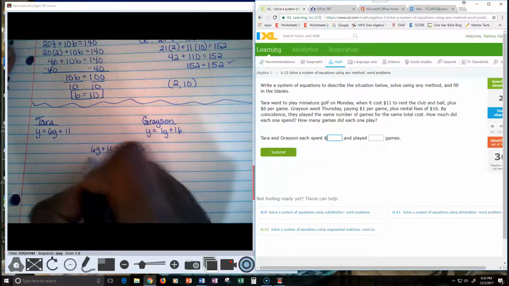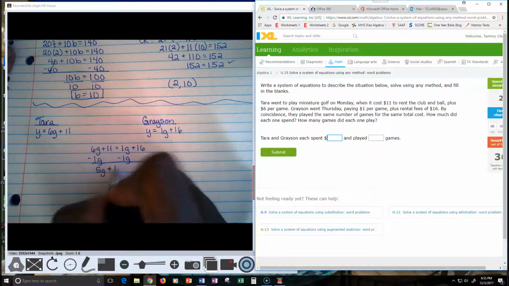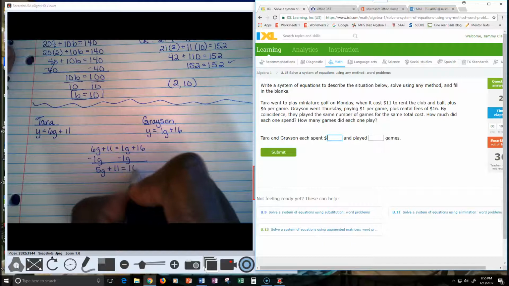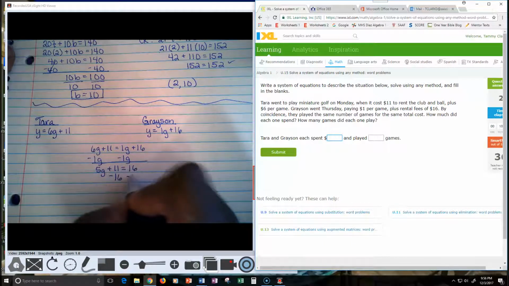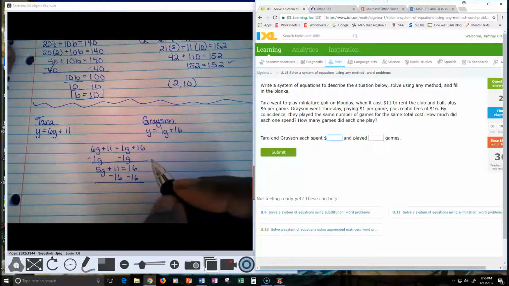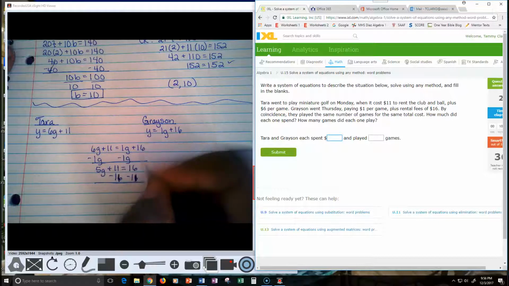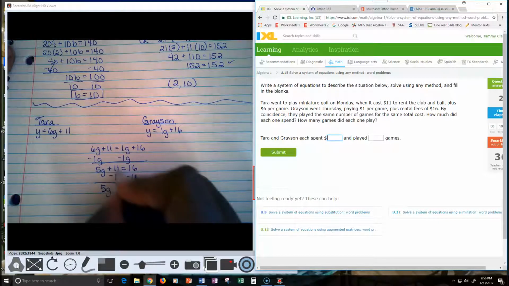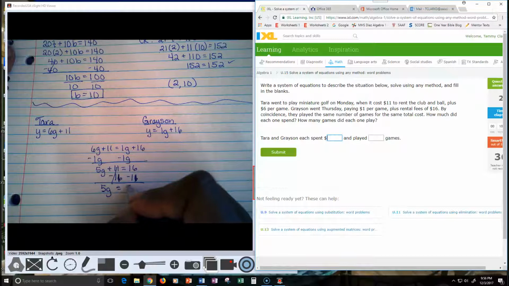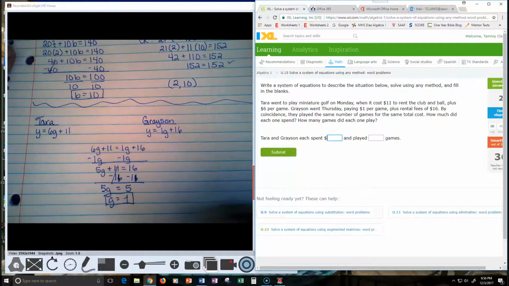Subtract 1g from both sides of the equation, and I am left with 5g plus 11 is equal to 16. Subtract 11 from both sides of the equation. 5g is equal to 5. Therefore, g is equal to 1. And I got that by dividing both sides by 5. I'm running out of room, that's why I didn't show that.